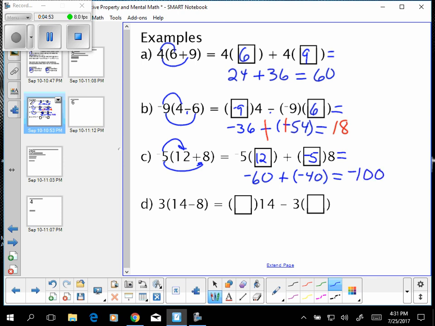Why don't you hit pause and you try example D. Okay, let's see how you've done. 3 is missing here.